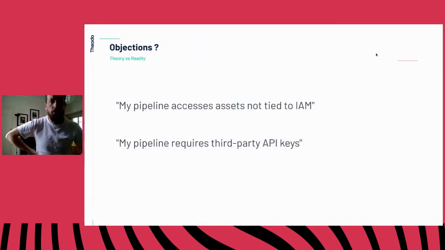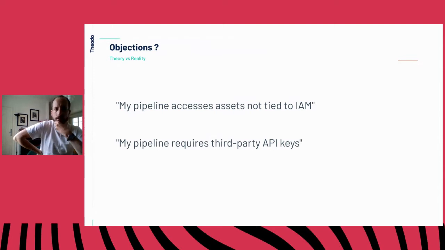So what are the objections for this CI/CD secrets replacement? Clients tell me the assets my pipeline is accessing are not connected to Cloud IAM, so it doesn't work. Even if my pipeline is able to access credentials, it's not useful to access my database, for example. Or it requires some external credentials that cannot be generated in the flow. So what do we do when we have these problems?